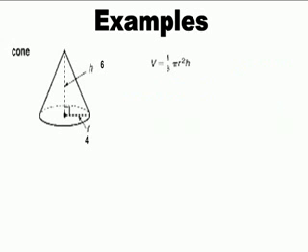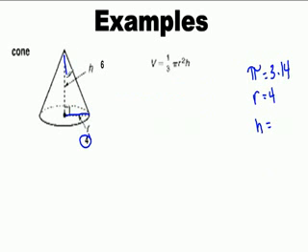Alright, here's an example of a cone. Our formula for a cone is 1/3 pi r squared times the height. So we need to figure out our letters pi, r, and h. Pi is 3.14. The radius in our picture is here. It's indicated that it is 4. And our height is indicated here, and it is 6. So all we need to do is plug this in.